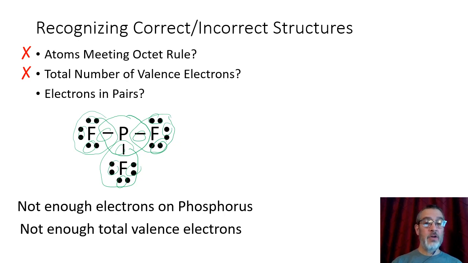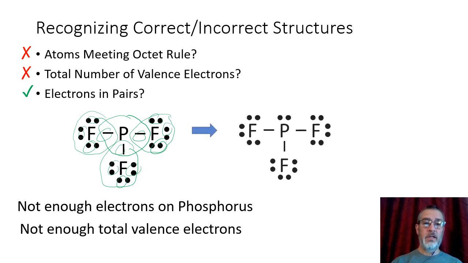And then are the electrons in pairs? Yes, every electron is shown somehow associated in a pair. So the electrons are in pairs. So again, I have an incorrect structure. It turns out that if I bring in that extra pair of electrons that should be there, they can go around the central atom, and then the phosphorus would have a lone pair. So now the phosphorus would have the 8 valence electrons that it requires to fulfill the octet rule. So this would be the correct structure for PF4.